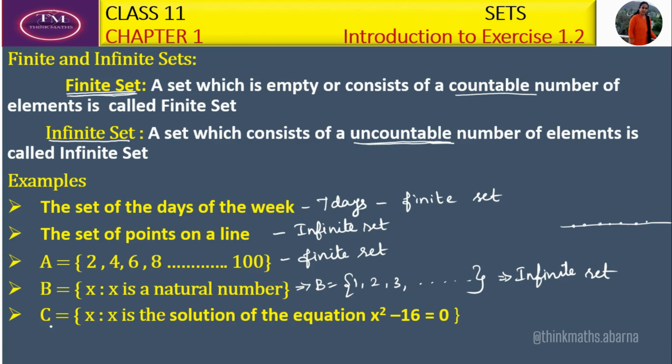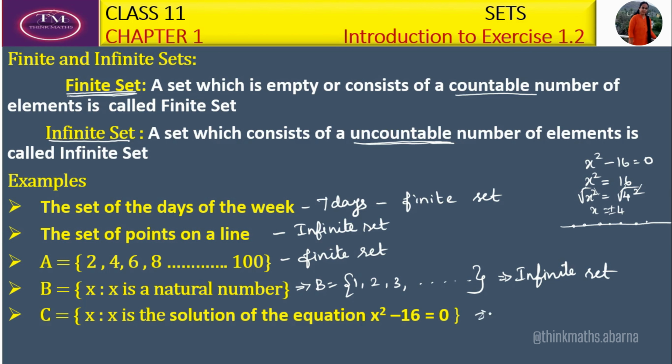Next one, C is equal to the set of all x, where x is the solution of the equation x square minus 16. So how many solutions are there? If we take x square minus 16 equal to 0, we can write x square equal to plus 16. x square equal to 16 is nothing but 4 square. Taking square root on both sides, root and power 2 get cancelled. So x will be equal to 4 or minus 4. So we can say x is equal to 4 and x is equal to minus 4.